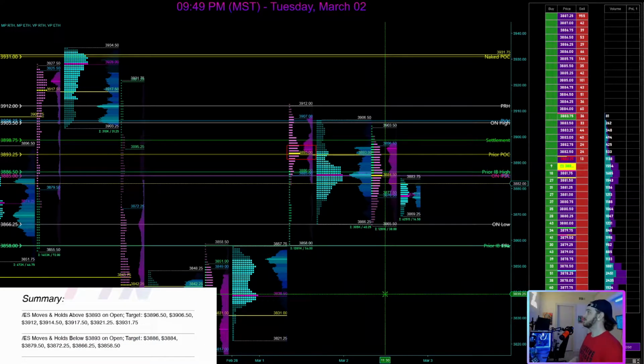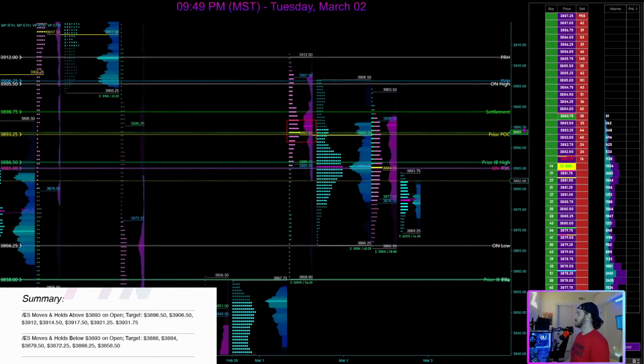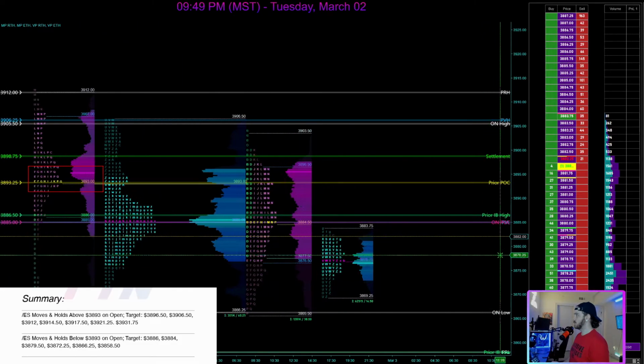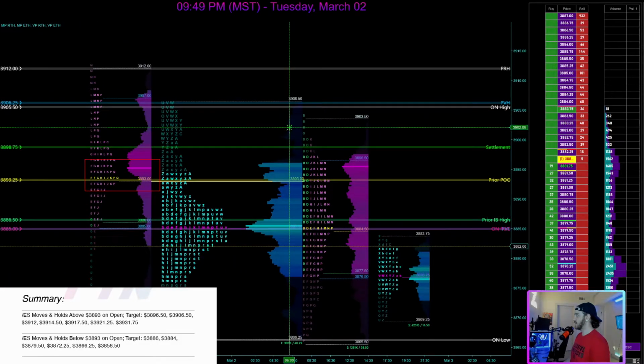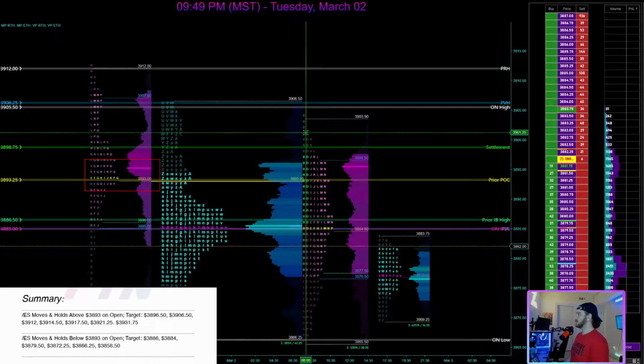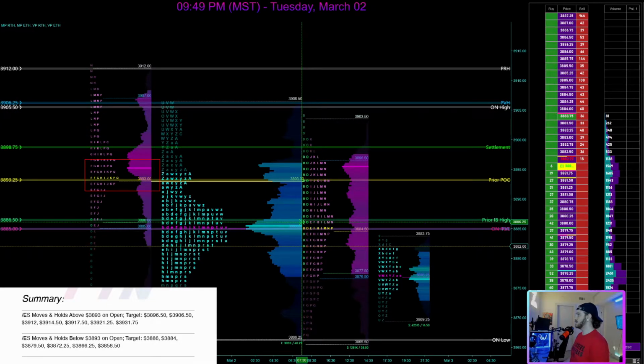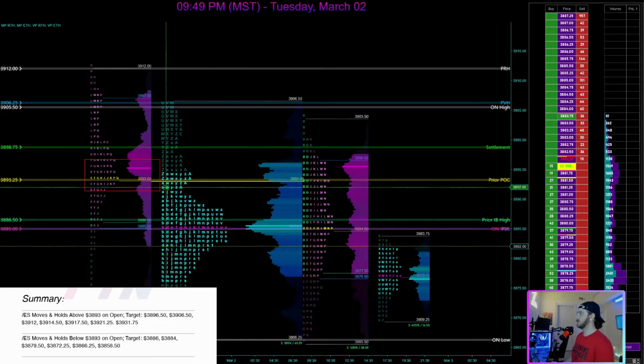So let's get into the targets a little bit. You can see, just zooming into the profile here, just to reiterate a little bit, we had an open actually very close to the middle of value, right around 39.01. This is our open. We had a test to the upside. We had an open test drive to the downside actually today.